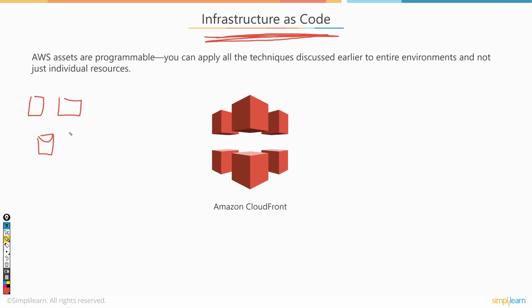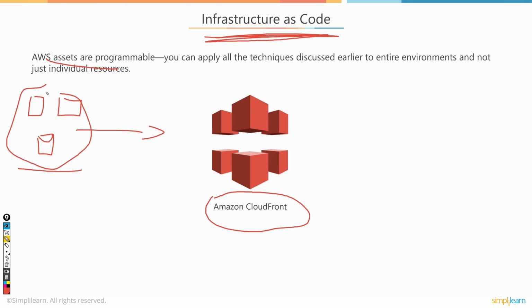Yes, you can create this by hand, and you can try to create a copy of it every single time. But why? If you know that you're going to use this all the time, why not just take this and convert it into a template? You can use CloudFormation for that, and you can basically deploy the same system in multiple places. Now, you can apply these techniques discussed earlier to entire environments, not just individual resources.